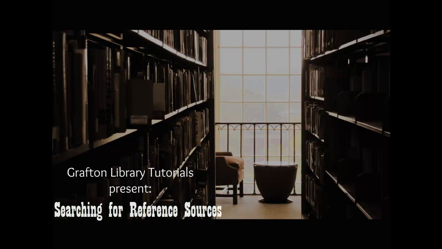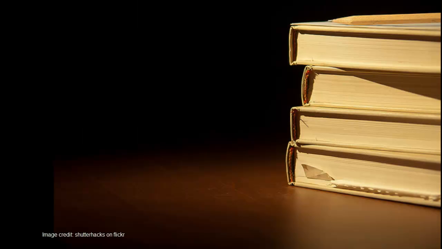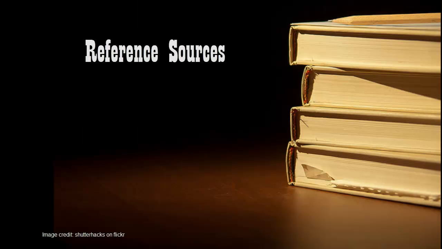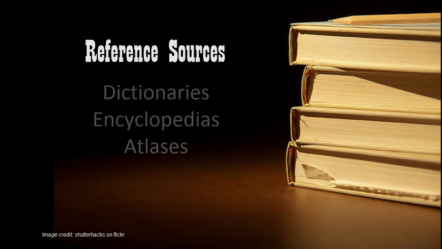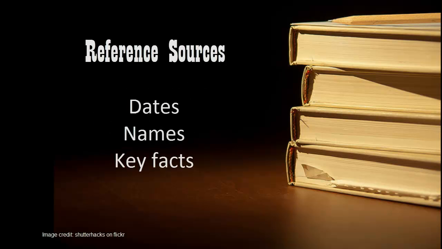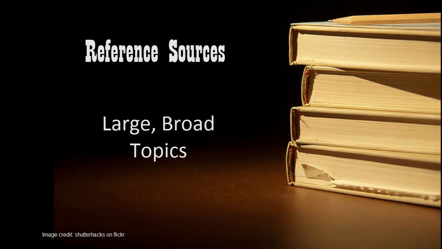Today, we are going to learn how to find reference sources to learn more about your topic. Certainly, you've used Wikipedia before, but today we're going to explore reference sources Grafton Library has to offer. Reference sources are dictionaries, encyclopedias, or atlases. They include names, dates, key facts, and established information about broad topics.